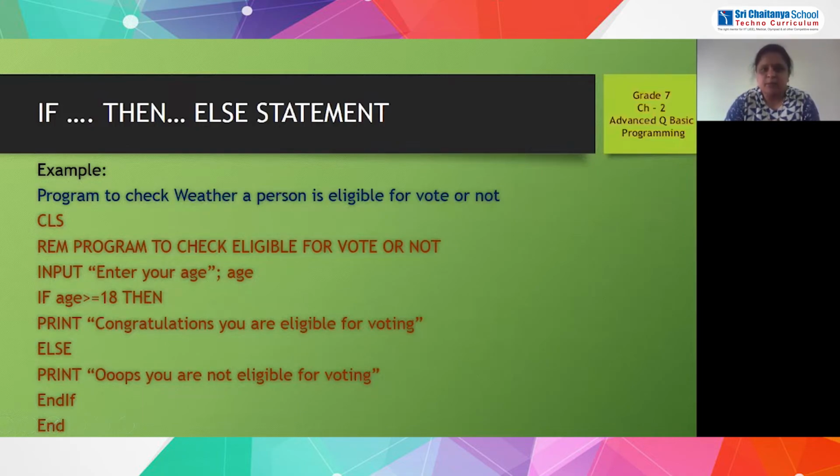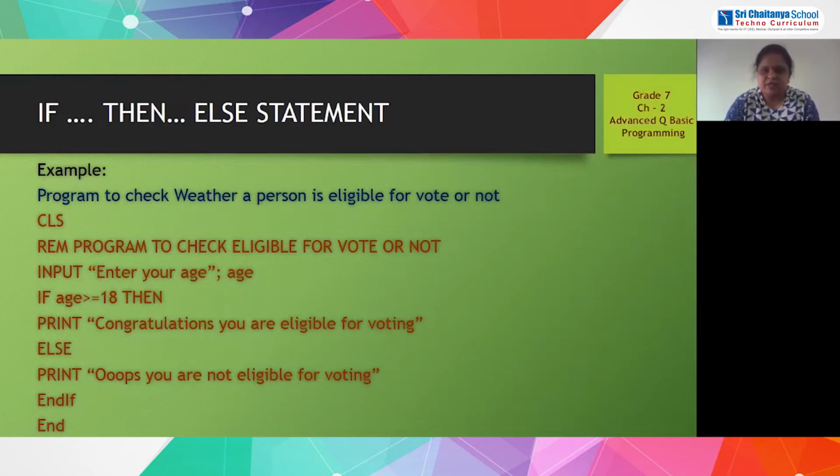Okay. Then INPUT, "Enter your age". See here what happened. I'm directly using INPUT. I'm not using a PRINT statement to print the message "Enter your age". In the INPUT statement only, in the double quotes, I'm writing "Enter your age" and then a semicolon and then age. Age is a variable in which whatever data the user enters will be saved.